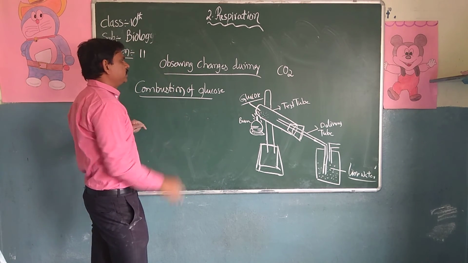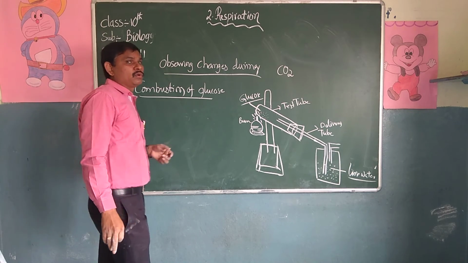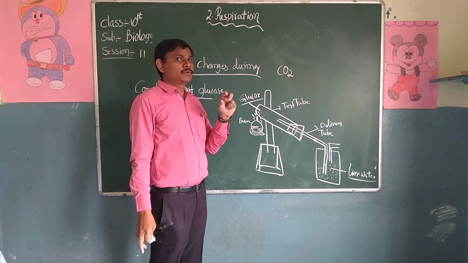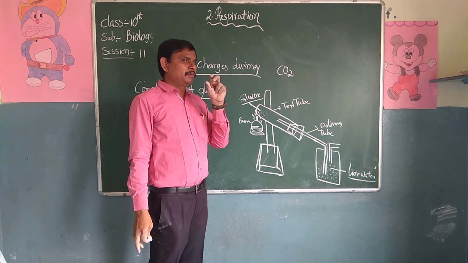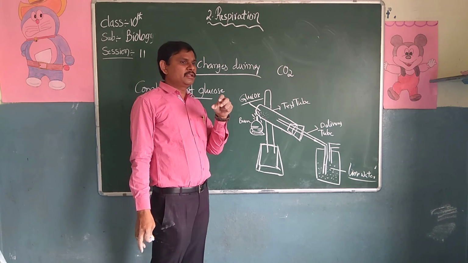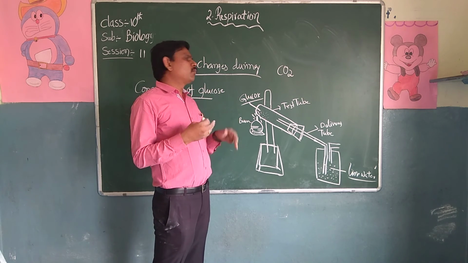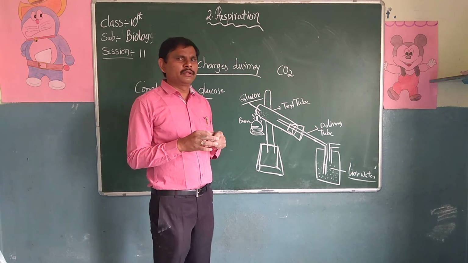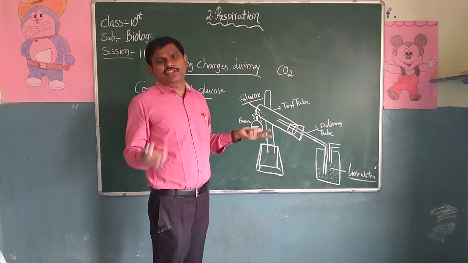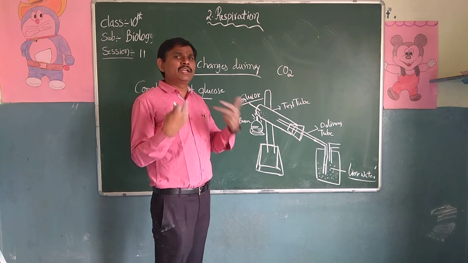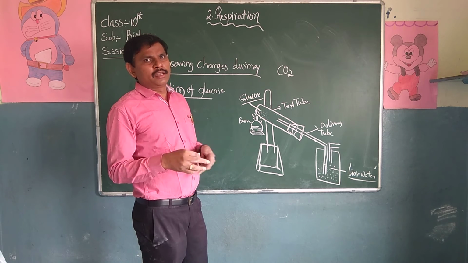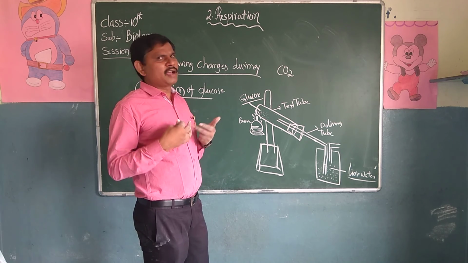So this is observing changes during combustion of glucose. What can we observe when glucose is burning? It converts into liquid. Then energy and carbon dioxide are released continuously. Once the glucose starts burning, we cannot stop it. It will be converted into ash. Finally, it will convert into ash. Energy is released. Gas is released.